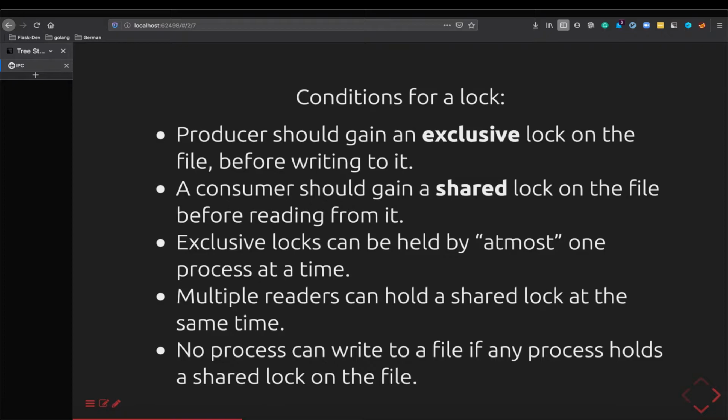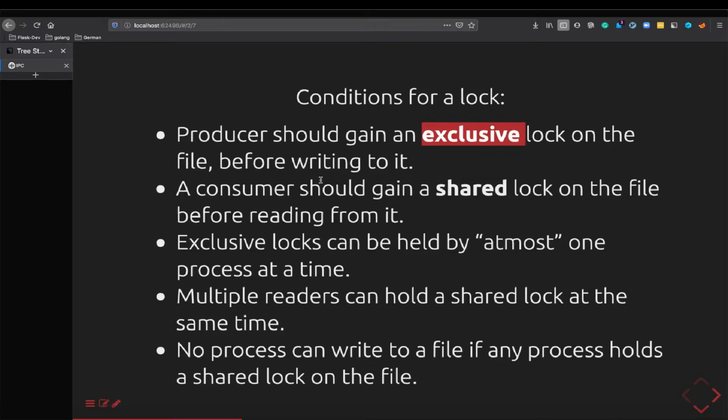Okay, so there are, I think, 5 conditions here. So let's go through each of them. There is a producer who has to gain an exclusive lock. Okay, so as we saw in the diagram, a producer writes to the file, right? So here we call this lock an exclusive lock. Okay, we will come to what it means.